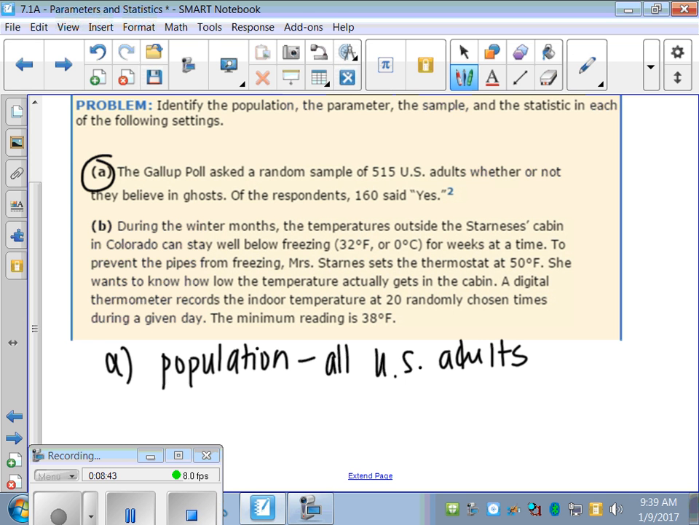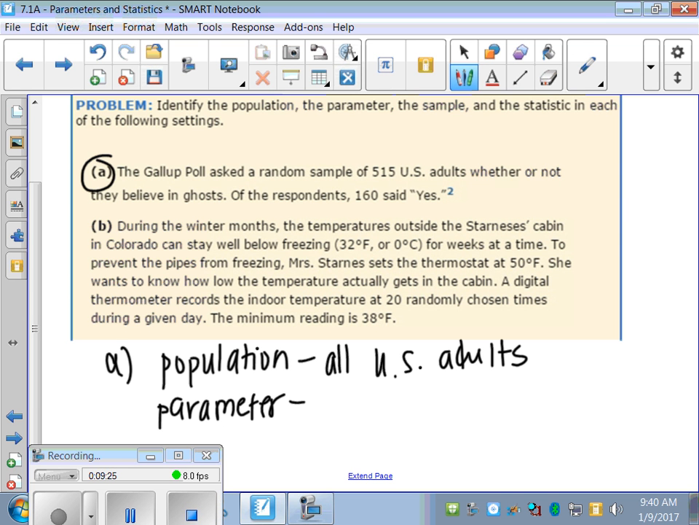All right, and then we'll do the parameter because it goes with population. Anyone have an idea what the parameter would be in this one? Do we know the parameter? The actual number. Donovan? 515 is the what? Sample. Okay. The sample would be the 515.